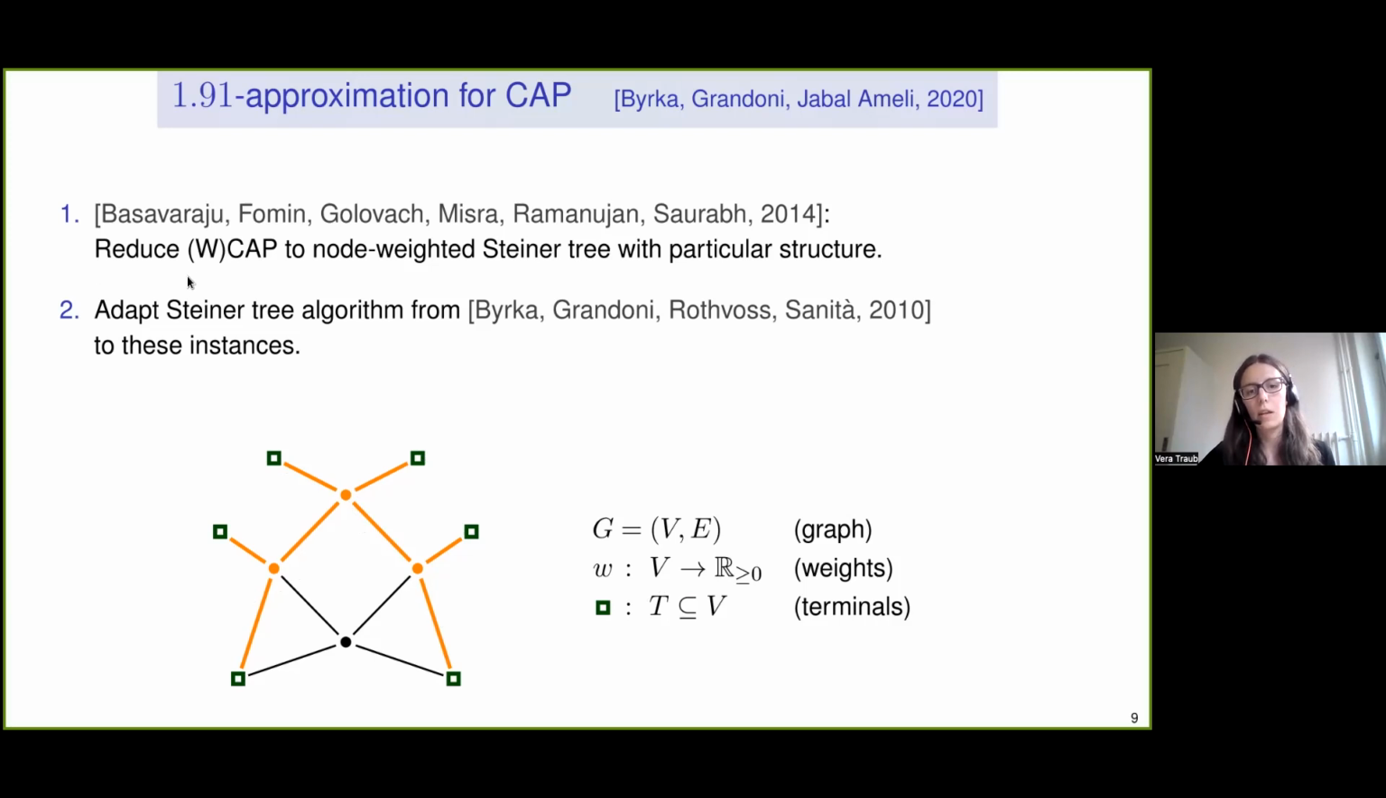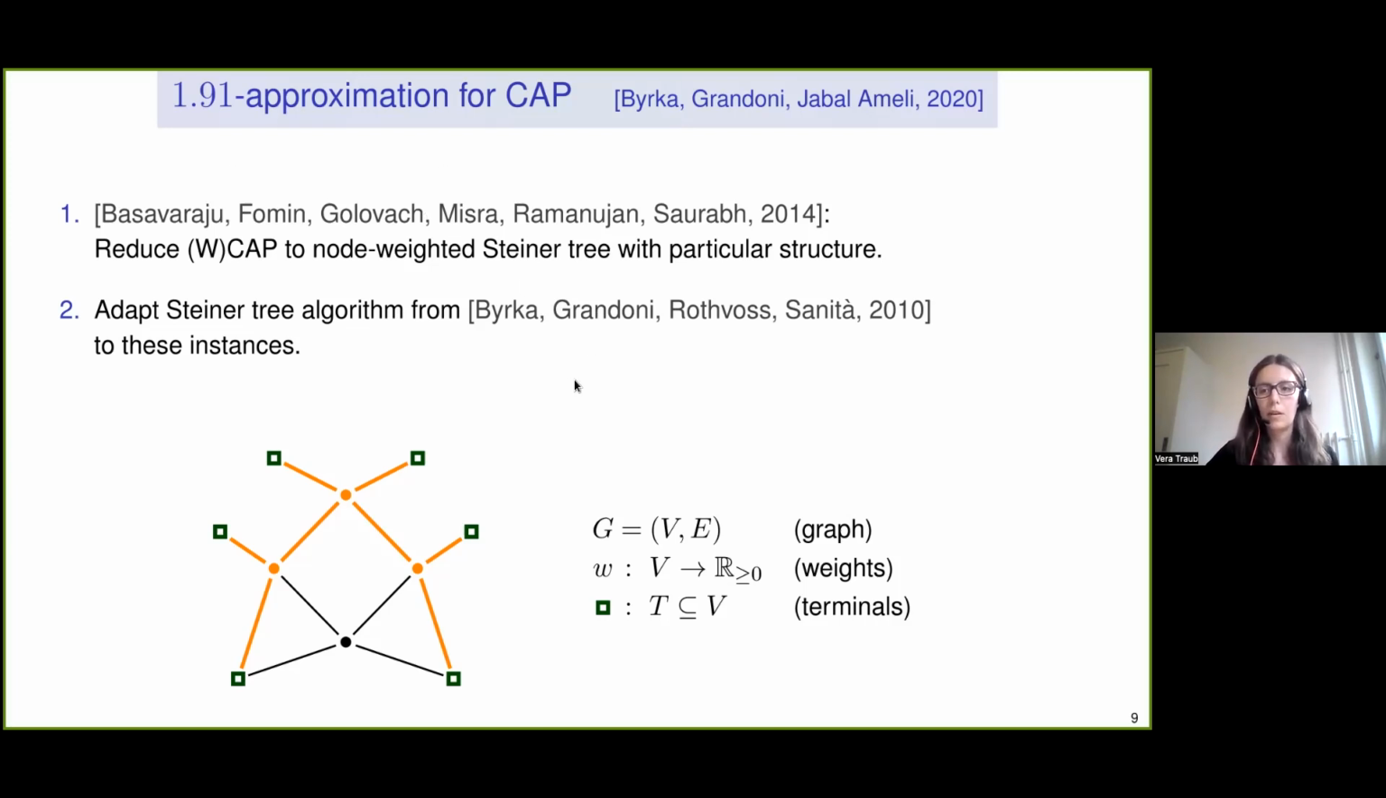But these node-weighted Steiner tree problems that arise from this reduction have a very particular structure. And this is something that Byrka, Grandoni and Jabal Ameli used, and they showed that for these particular node-weighted Steiner tree instances, they could adapt some algorithm for the edge-weighted Steiner tree and use a similar kind of analysis to get a good approximation algorithm, and this way obtained their better-than-2 approximation for CAP.